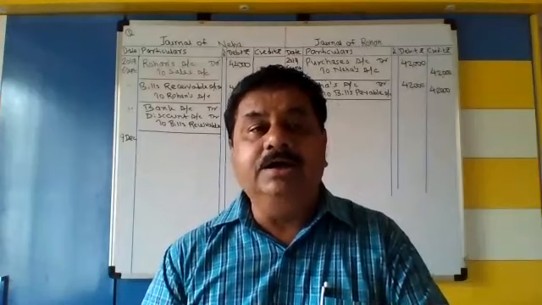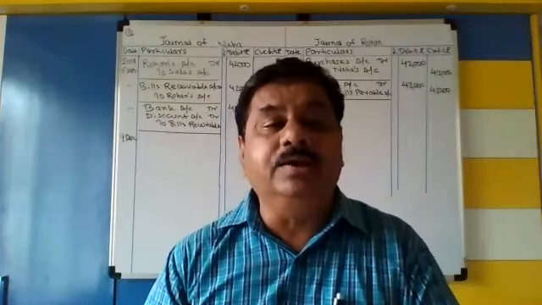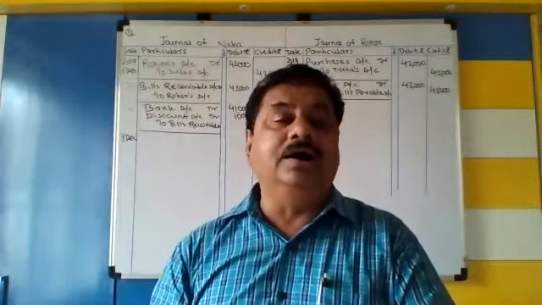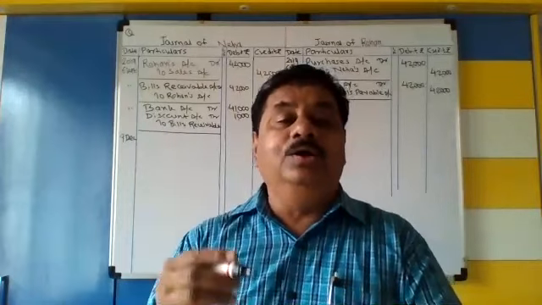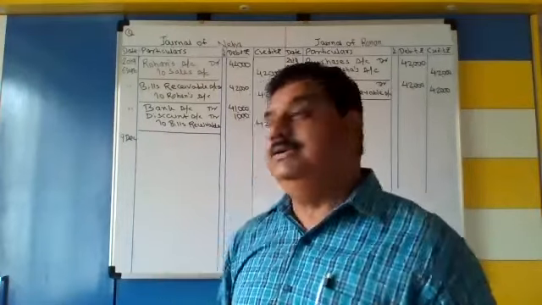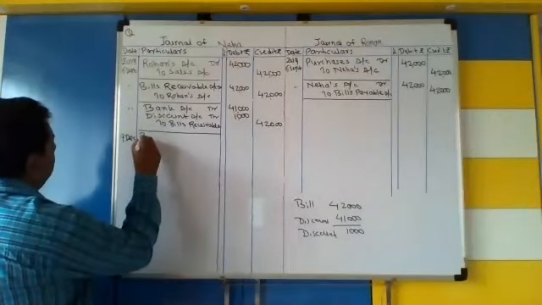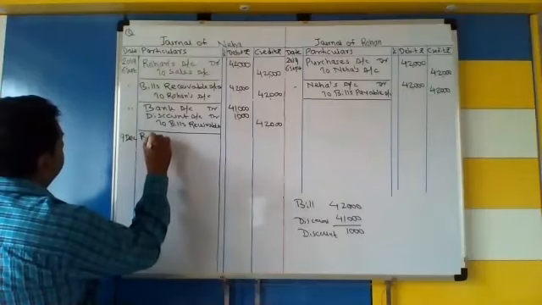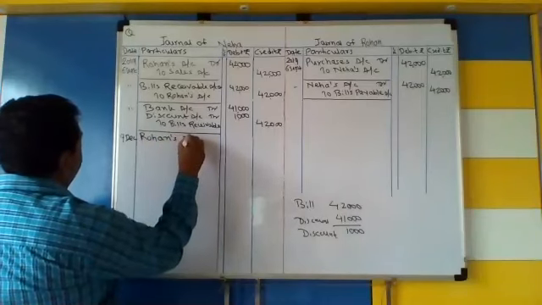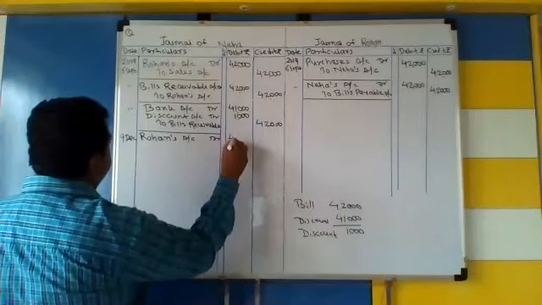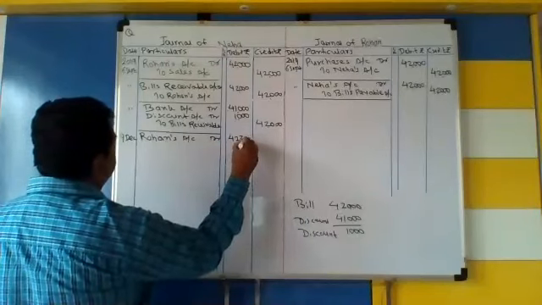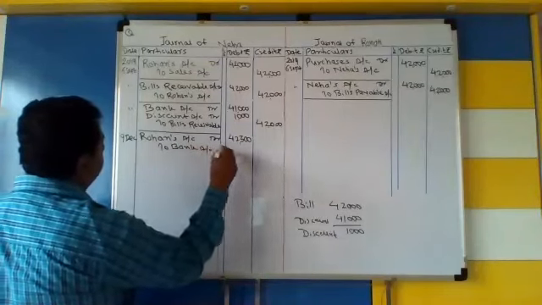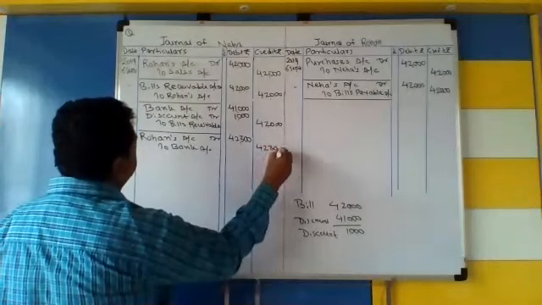The drawer will pass the entry. Drawee's account debit, here Rohan is the drawee. Rohan account debit to bank, and the amount is the original amount plus noting charges. So the journal entry for the dishonor is: Rohan's account debit 42,300 to bank account 42,300. Rohan is our drawee.